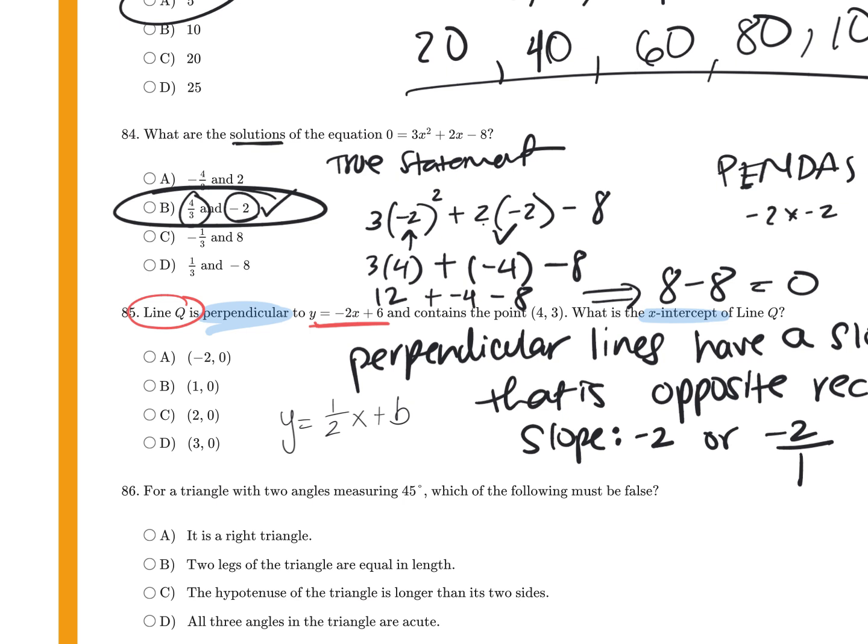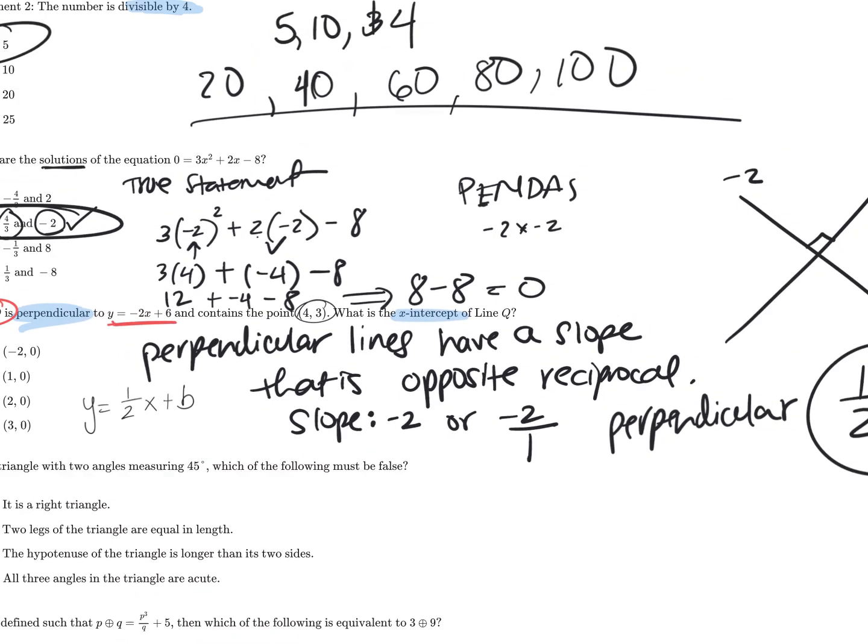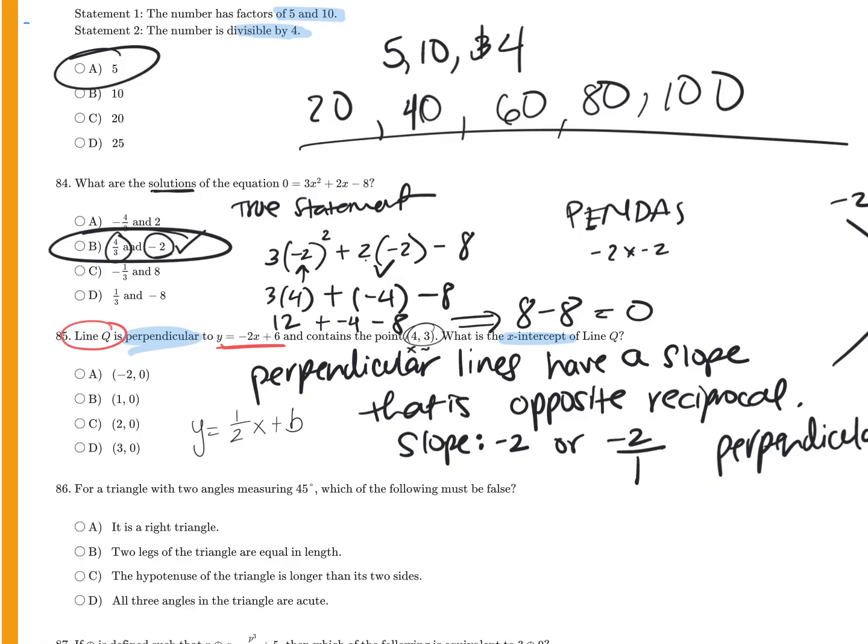So we need a new y-intercept, but they gave us a point 4, 3. So we have to plug that in. So 4, 3, that's x, y. So we're going to plug in 3 for y and 4 for x and solve for b. This becomes 3 equals 1/2 times 4. That's like saying half of 4. That's just 2 plus b. To get b by itself, we have to subtract 2 from both sides. So we get b equals 1. So now the equation is y equals 1/2 x plus 1.